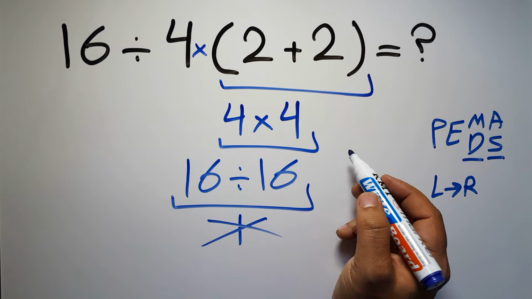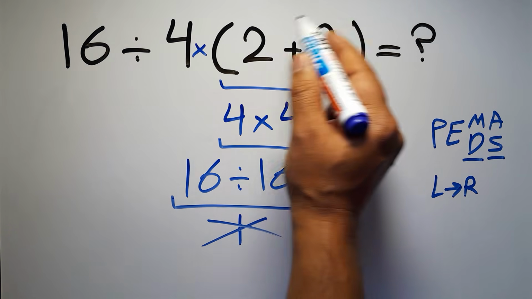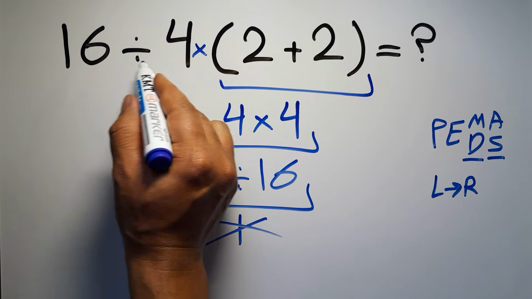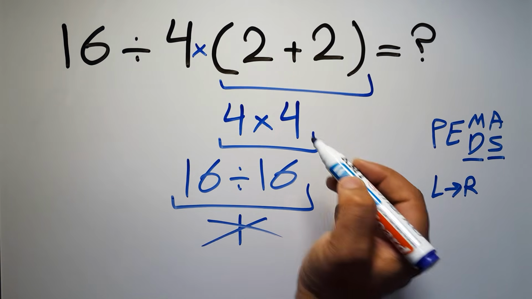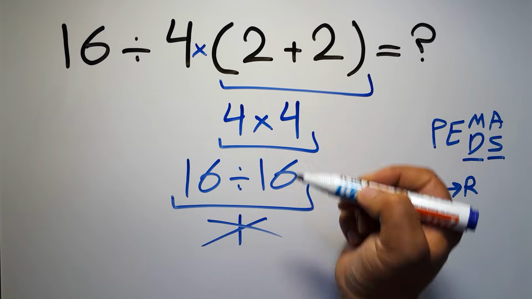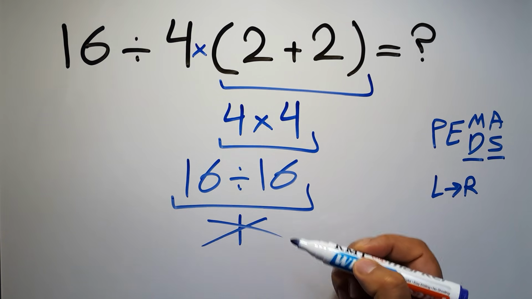Okay, so according to the PEMDAS, first we have to do this parenthesis, then this division, and finally this multiplication. If we do this multiplication before this division, it is wrong.